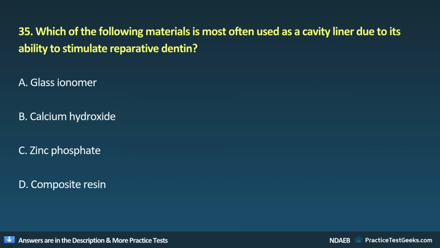35. Which of the following materials is most often used as a cavity liner due to its ability to stimulate reparative dentin? A. Glass ionomer. B. Calcium hydroxide. C. Zinc phosphate. D. Composite resin.